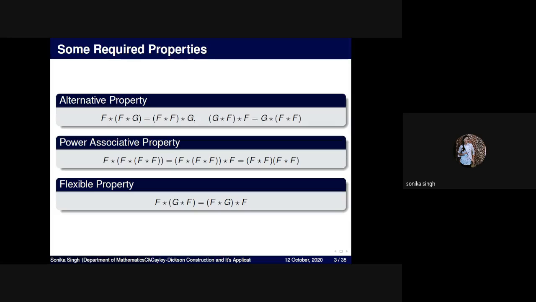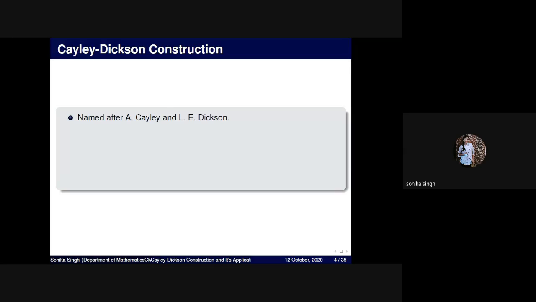We again can say that this is a weaker property of associative property: F star G star F is equal to F star G star F. So let's start with the Cayley-Dickson construction.